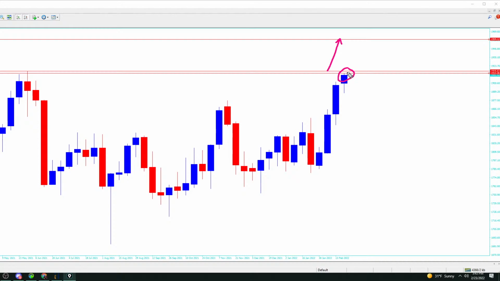But the highest probability is if it breaks 1916, that we're going to go to that next major resistance, which would be 1960. So a break above 1916, maybe 1920, 1921, a pullback to 1916, and then a buy candle up to 1960 would be your first target. Does that make sense to everybody? That makes sense? Does that make sense to everybody?